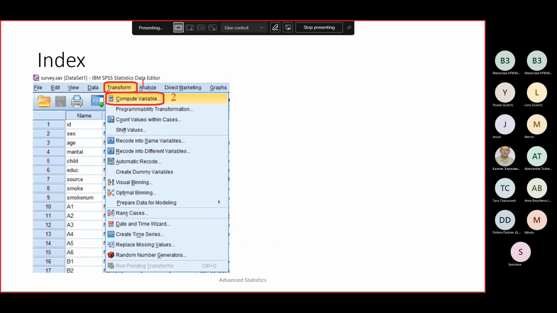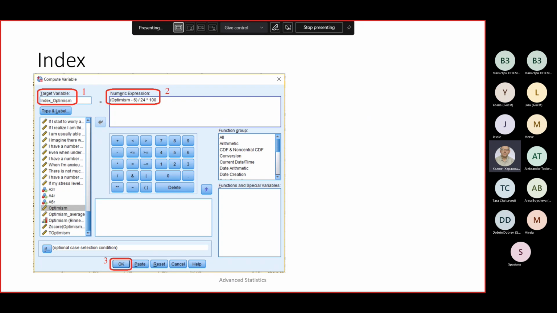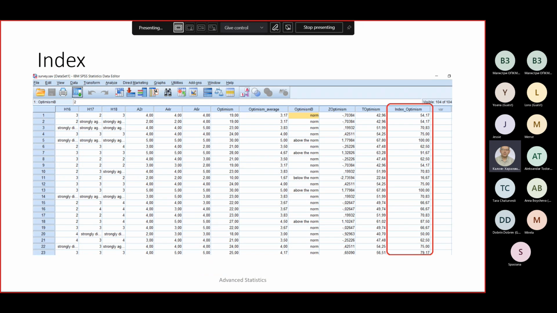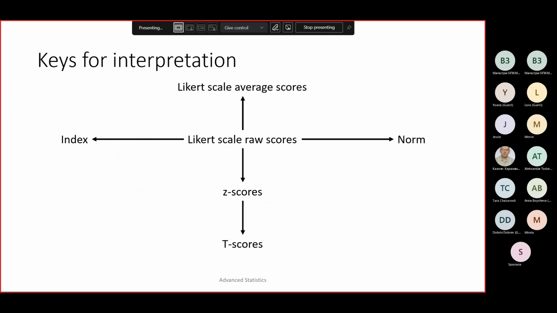So after these 4 keys for interpretation, I want to make some summary, some conclusions. And first of all, I want to show the similarity between these two ways, between average scores and index.